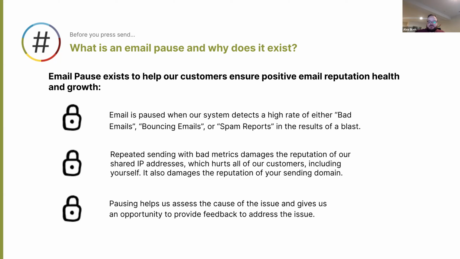And so the way it works is that we have internal metrics that our system looks for and detects. And when something triggers that threshold, if we detect an unusual high rate of bad emails, bouncing emails, or spam reports in a particular blast, Nation's email capabilities are temporarily paused. And so once that happens, a notification is sent to our support team that lets us know the Nation has been paused for this particular blast, and these are the metrics that triggered this blast to be paused.